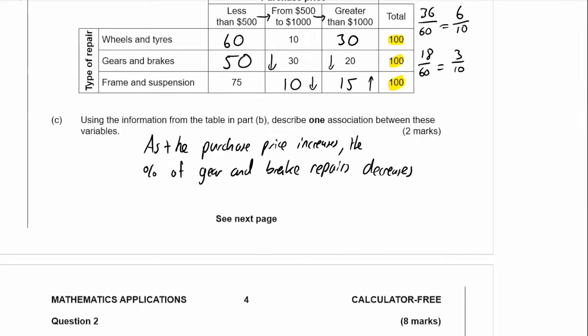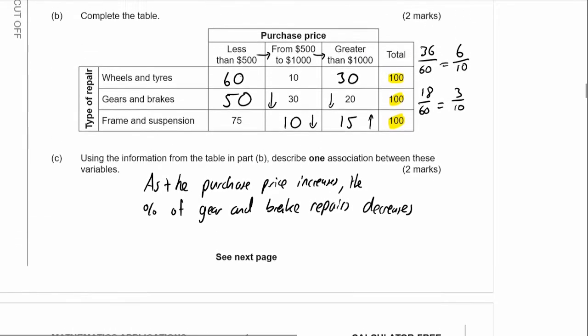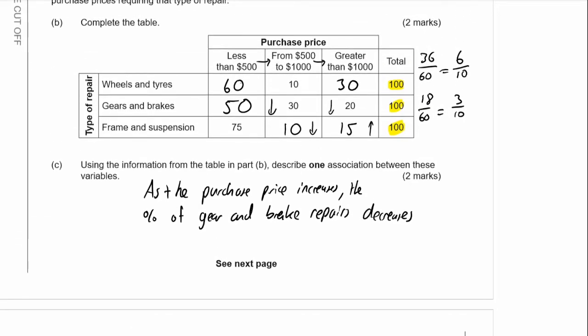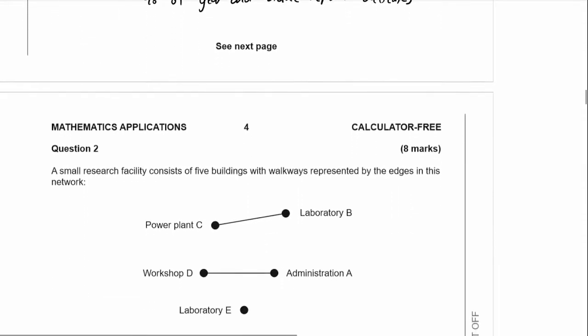I don't know how they mark in WACE. I know that this is the answer that they were looking for, but there are more associations that you could talk about, but I think you'd have to be more specific. But we'll just move on from that.